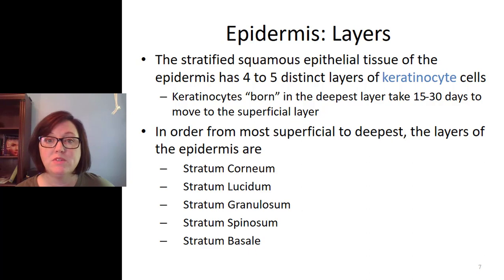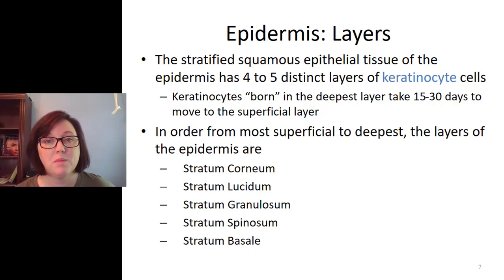As I mentioned, the epidermis has specific layers, so the stratified epithelial tissue has distinct layers to it. There's 4 to 5 distinct layers of keratinocytes. Right? We have what we call thin skin and thick skin. Thick skin is only found on the palms of the hand, on the fingertips, and the soles of the feet, and thin skin is found everywhere else. So we have 4 layers in the epidermis of thin skin, and then 5 layers in the epidermis of thick skin. So as I mentioned, most of the cells here are keratinocytes.